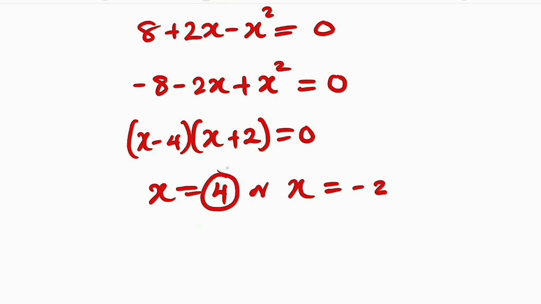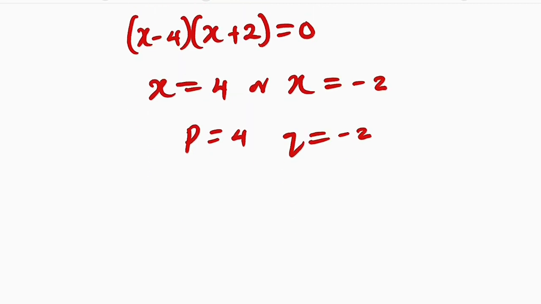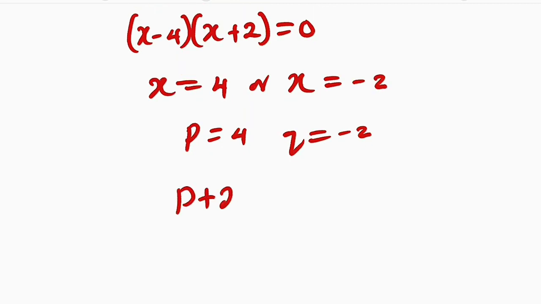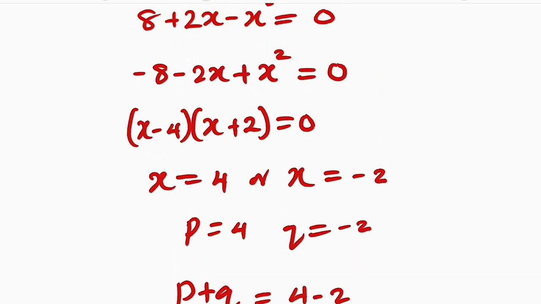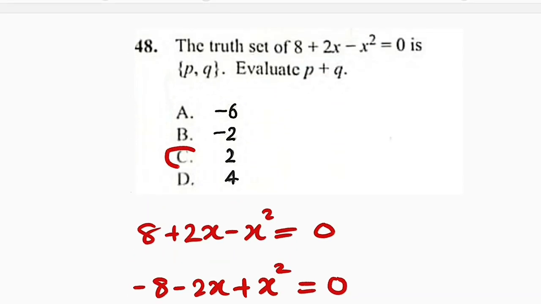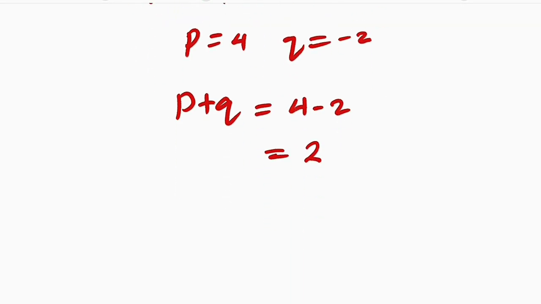You may decide to choose this one as p and this one as q, and vice versa. So if p is equal to 4 and q is equal to negative 2, we are looking for p plus q, which is equal to what? 4 plus minus 2, which is minus 2. And hence this will give us what? 2. Our answer is 2, which is option C. Now let us move on to question number 49.